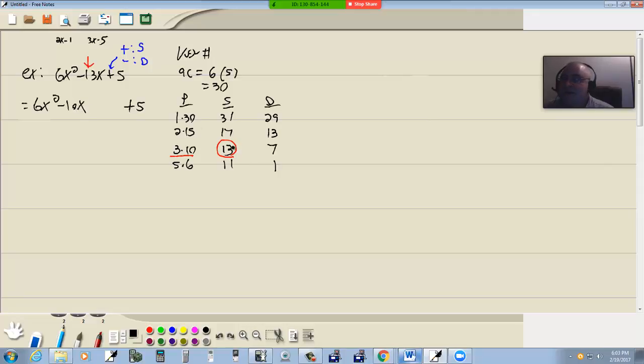Number I circled in the S column, S for same signs. Since this one is negative, then the 3 has to be negative. We're going backwards, combining like terms. Then we want to factor by grouping.